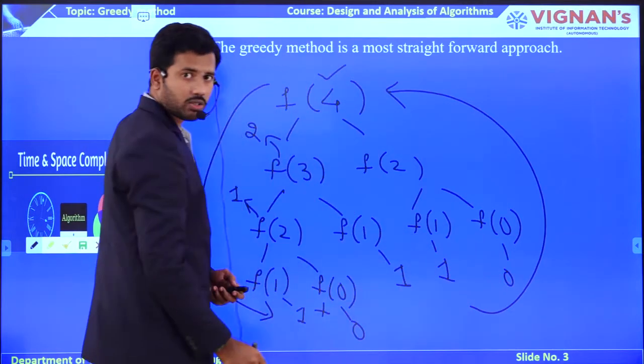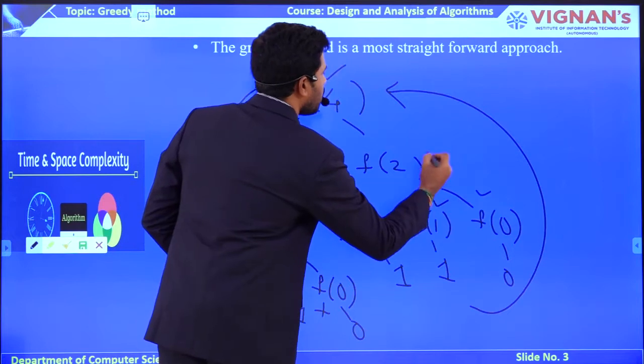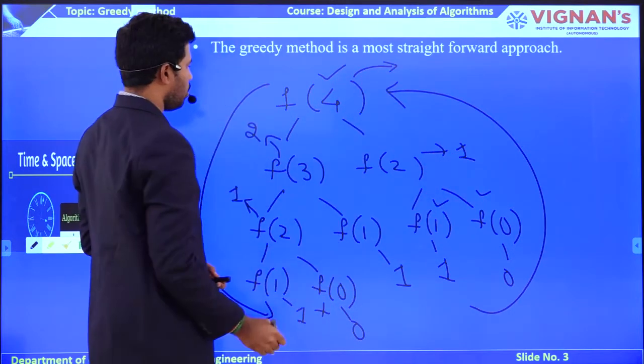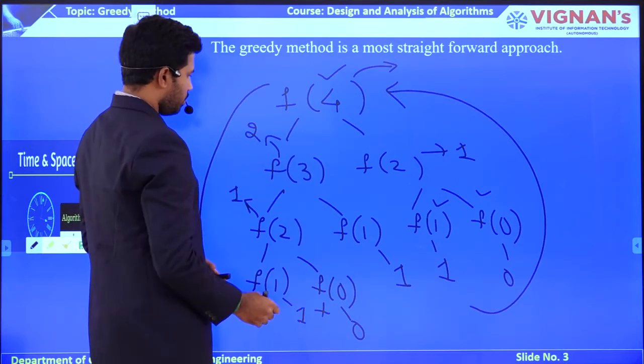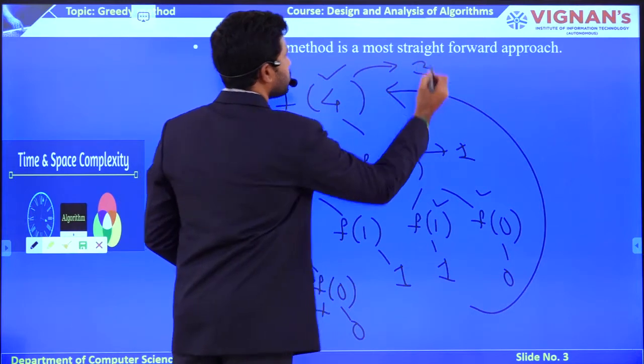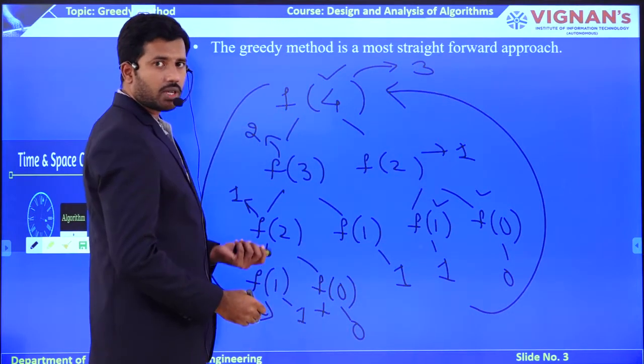So try to apply the addition operation on these two functions so that f of 2 is going to generate 1. Now to get the solution for f of 4, you add the f of 3 solution as well as f of 2. So 2 plus 1 is going to give 3. So you try to observe very carefully.